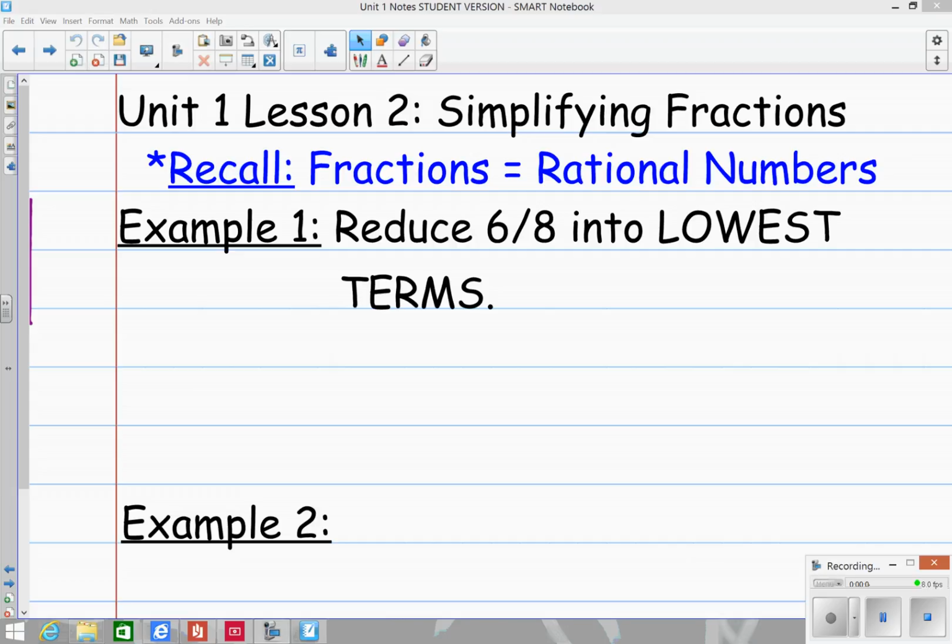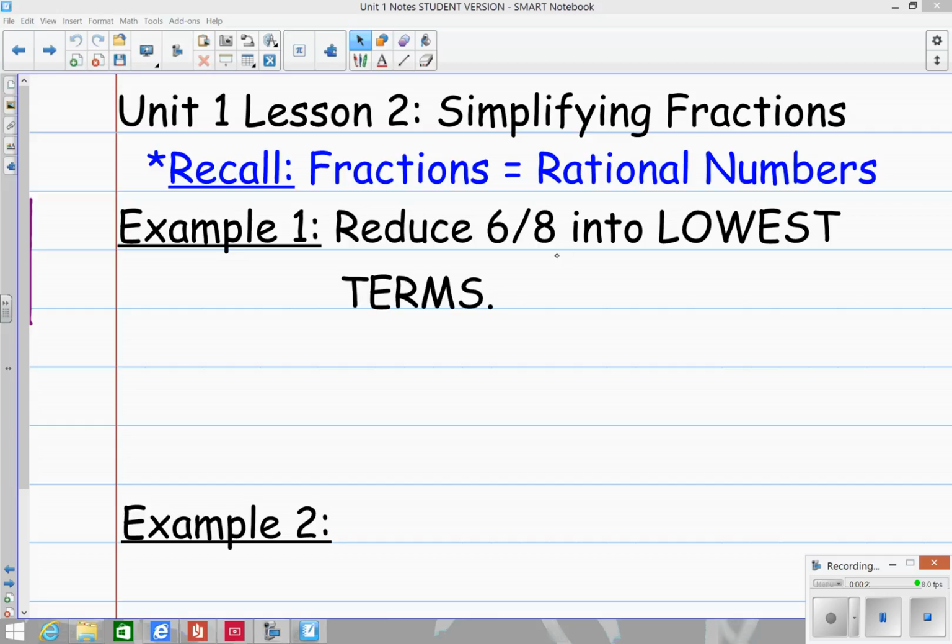In this lesson, we're going to look at how to simplify fractions. So first thing I want you to pay attention to is fractions, remember, are rational numbers. We talked about that in the last lesson. So we're going to look at this first example where we're asked to reduce 6 over 8 into lowest terms. So there's a couple ways you can do it.